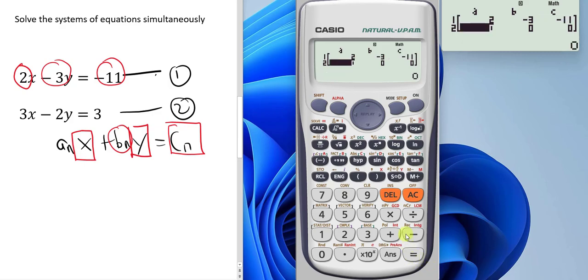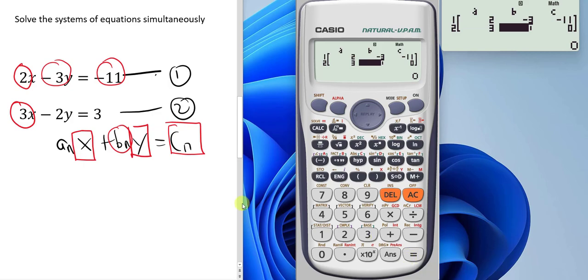So we are done with equation 1. You realize that now the cursor is on number 2. It means that once again, the calculator is ready to accept your coefficients for equation 2. So what is our coefficient for equation 2? That is, our coefficient for X in equation 2 is what? 3. That's 3. So we are going to press 3. We press equal to.